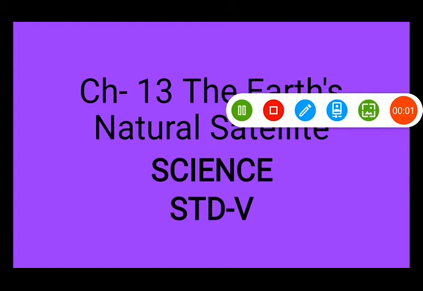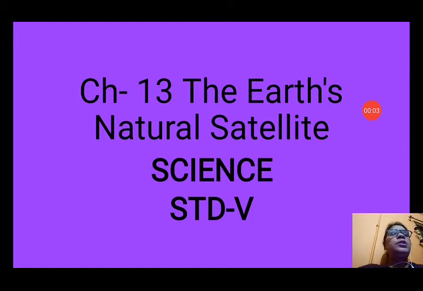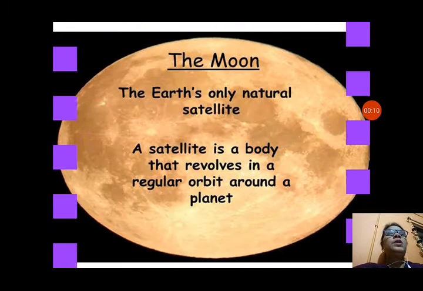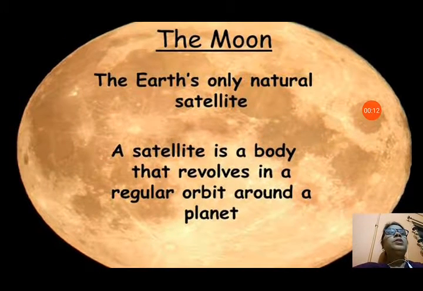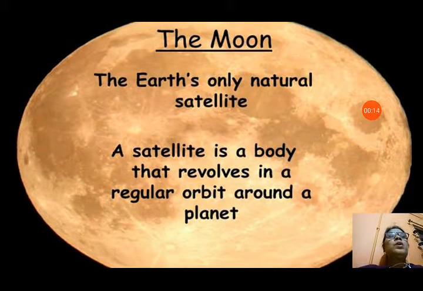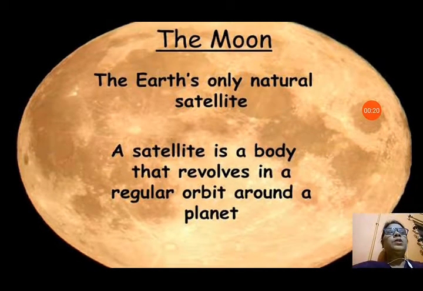Standard 5 students. Today in science we will start a new chapter, chapter 13, the Earth's natural satellite. Let us start this chapter. Now, the Earth's natural satellite is the Moon. So about the Moon, the Earth's only natural satellite. The Moon is the only natural satellite of the Earth.